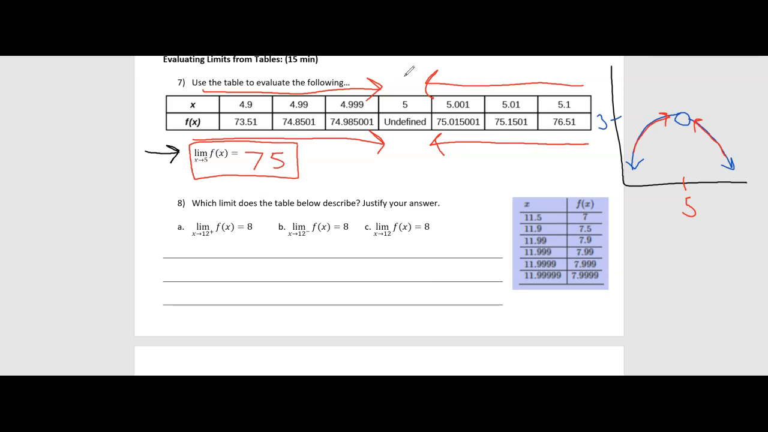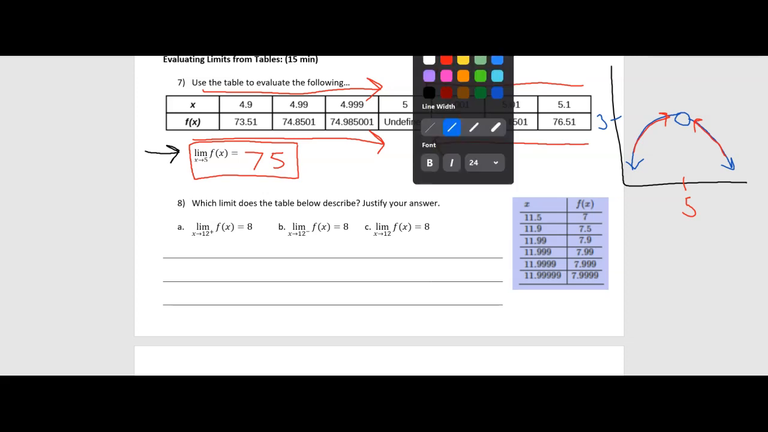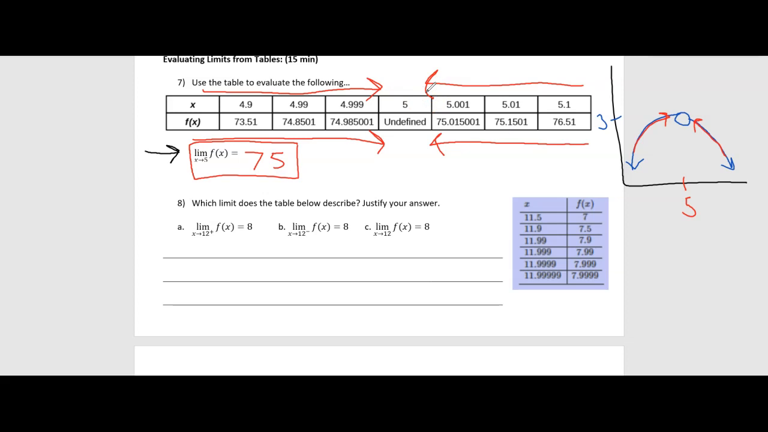Not only try to pick out the correct answer, but also see if you could pick out why the other 2 answers are incorrect. Okay, hopefully you've had time to give it a whirl on your own. Let's first look at A. So it says the limit as x approaches 12 from the positive side of f of x is equal to 8. So essentially, we would need to see numbers that are greater than 12 in the table for our x values.